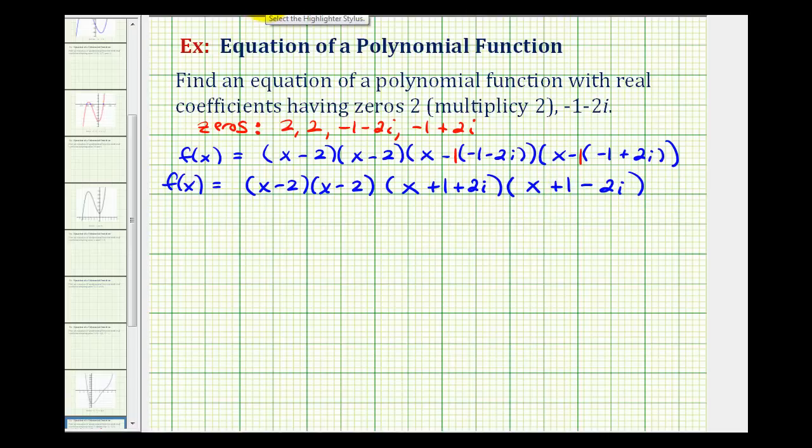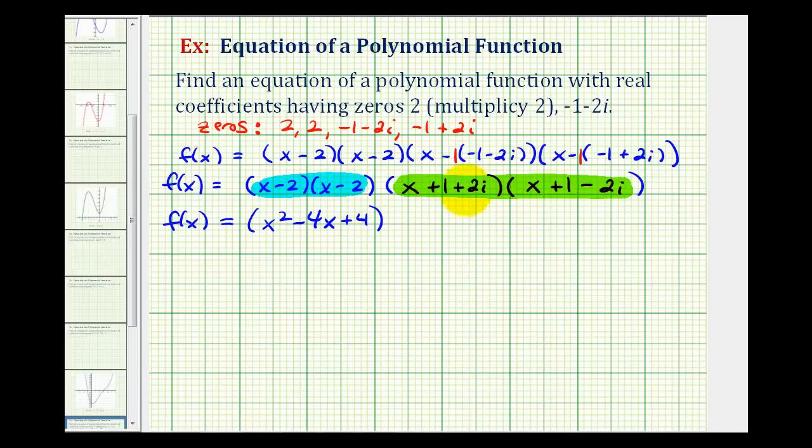To do this, we're going to multiply 2 at a time. We'll start by multiplying these two factors. Then we're going to multiply these two factors. And then we'll find the product of these two products. So we'll have f of x equals, here we have four products, x times x, that's x squared. x times negative 2 is negative 2x. Then we have negative 2 times x, that's another negative 2x, so we have minus 4x. Negative 2 times negative 2 is positive 4, so plus 4.